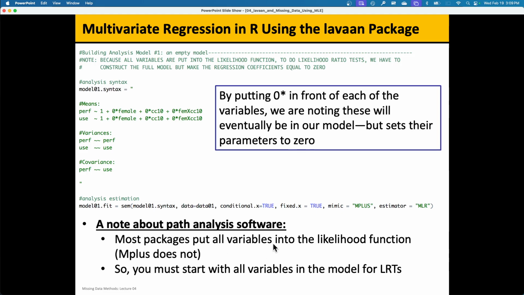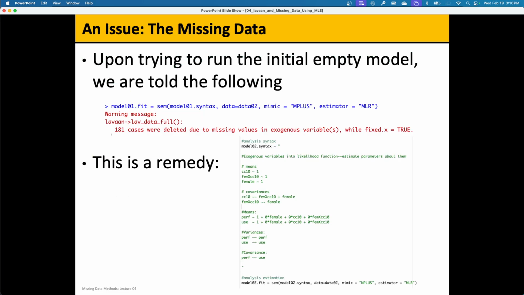Why you need potentially all variables in your likelihood is if you want to do a likelihood ratio test between this model, where there's 0 coefficients, so basically this is a multivariate empty model, and one with the coefficients, the data would have to be the same. The data used by the software would have to be the same. So you have to make sure that if you have missing data on all of these, the n size is the same to do the likelihood ratio test. Same observations to be able to make it work. But yes, here's what it tells me when I do that. 181 cases were deleted due to values in exogenous variables.